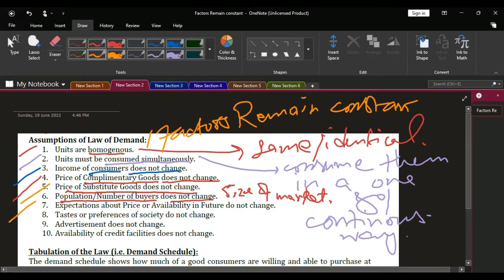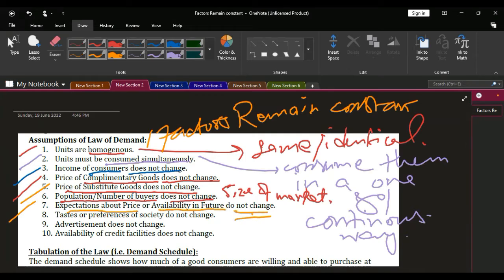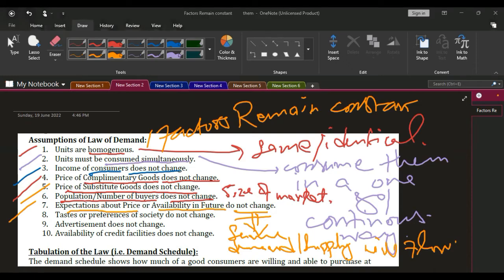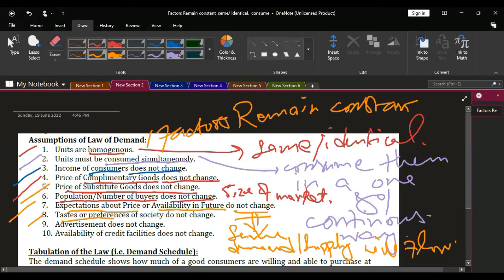Next is expectation about price or availability of goods in the future does not change, because we assume that the same supply or same demand will flow in future, and there will be no change in the demand or supply of the product in future times. Taste or preferences of the consumer remains the same, means the consumer's flavor or taste or habit to consume a product. For example, he is in the habit of purchasing Lamborghini or BMW. He should remain purchasing his own brand rather than focusing on other types of brands.